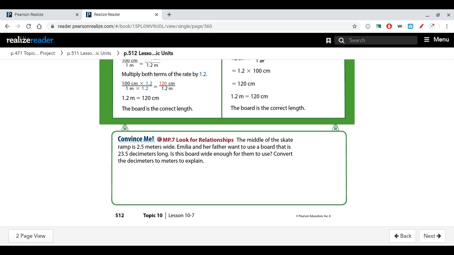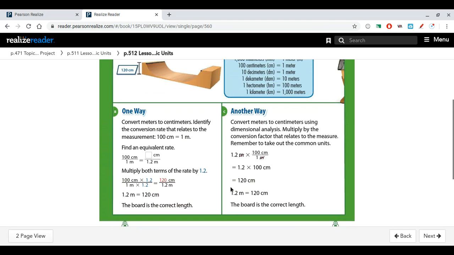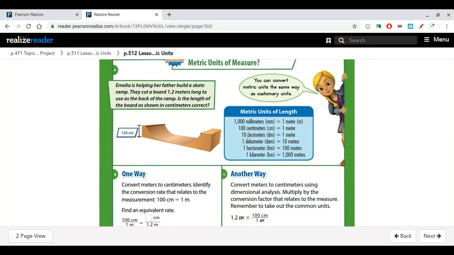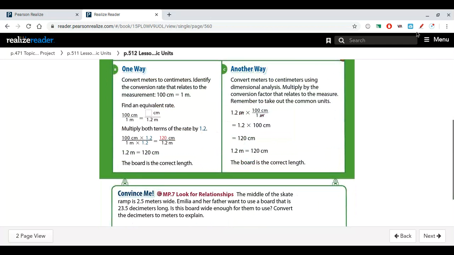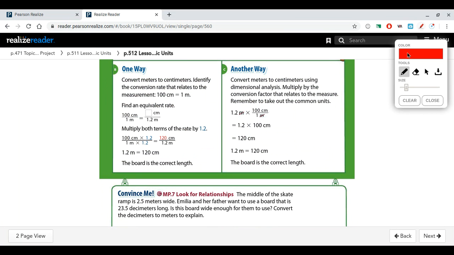So we need to go back up to our conversion table and see what the ratio is. So 10 decimeters is equal to 1 meter. I'm going to write that down here. Okay, change color. So 1 meter is equal to 10 decimeters. That's my abbreviation for decimeters, DM.